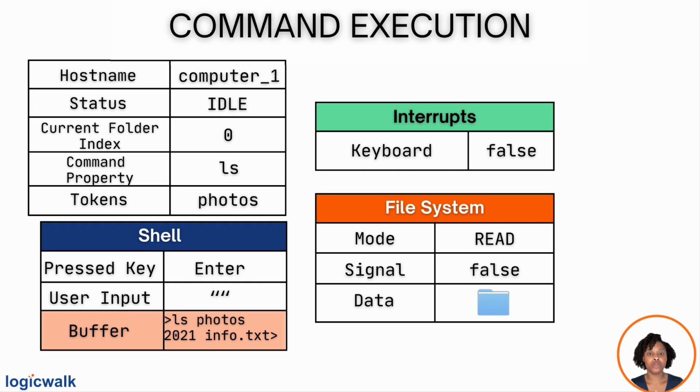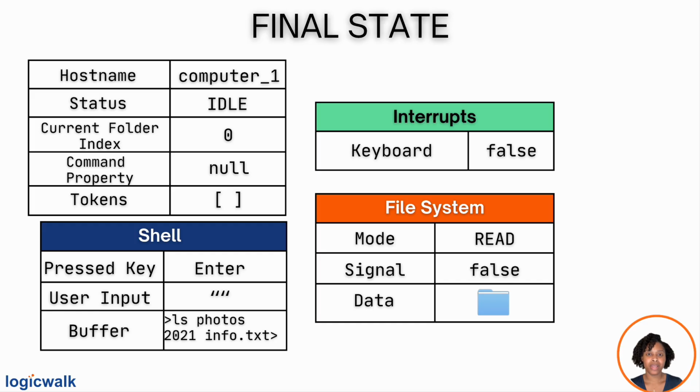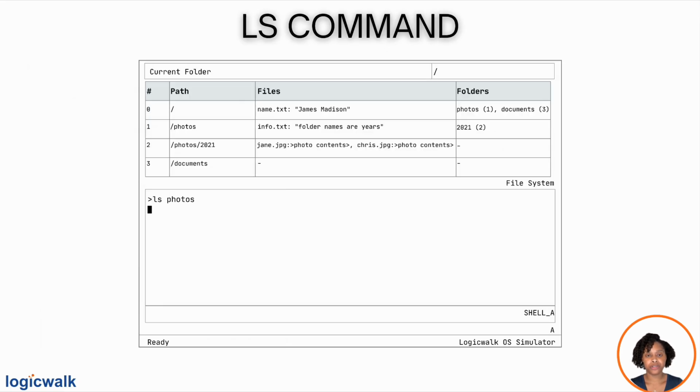It then appends a new shell prompt to indicate that the command execution is complete and the OS is ready for more input. Here is the final LWOS state after the ls command completes. Everything else remains the same except the token stack, which is now empty, and the command property, which is now set to null, indicating that the command execution is complete. Now let's return to the shell. After the user typed ls photos and pressed Enter, the shell displays the contents of its buffer.